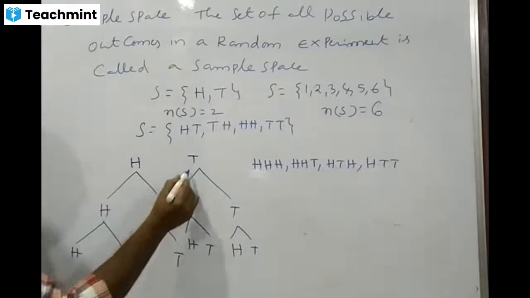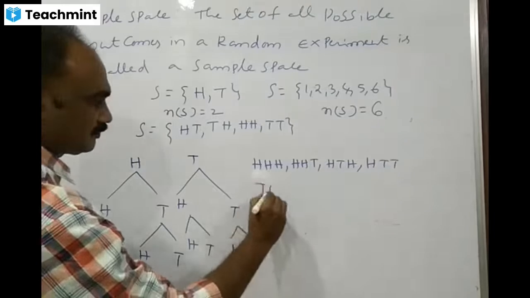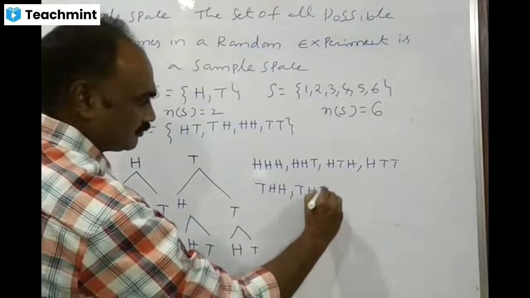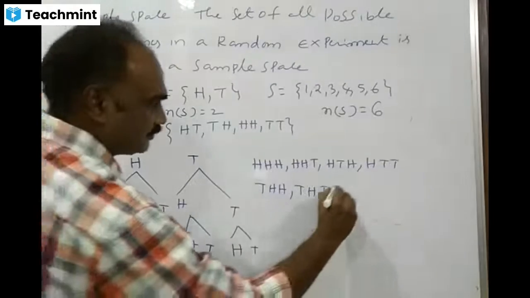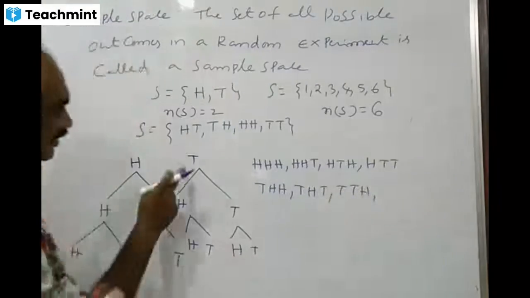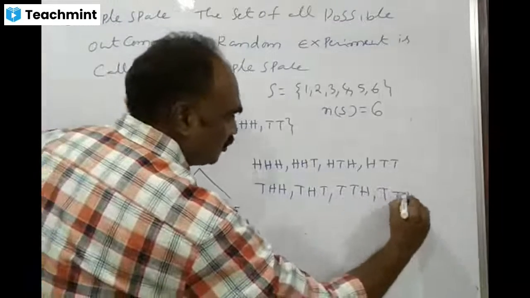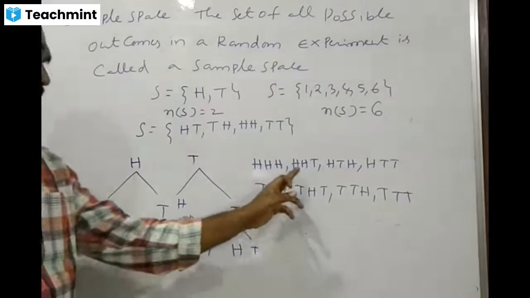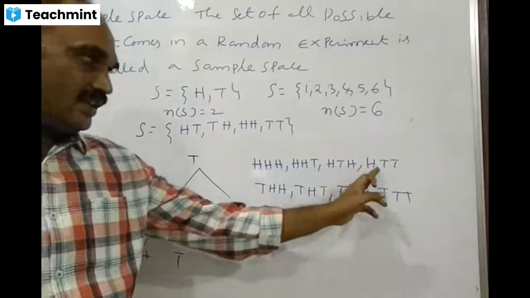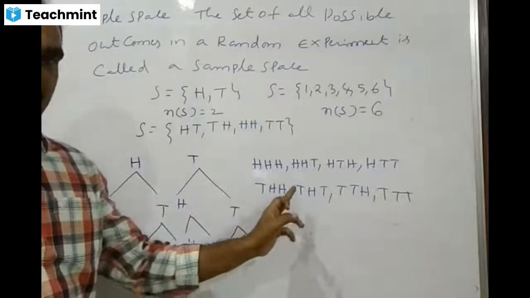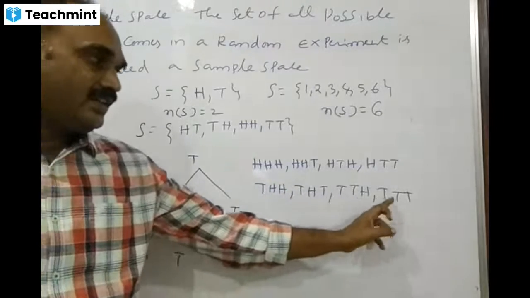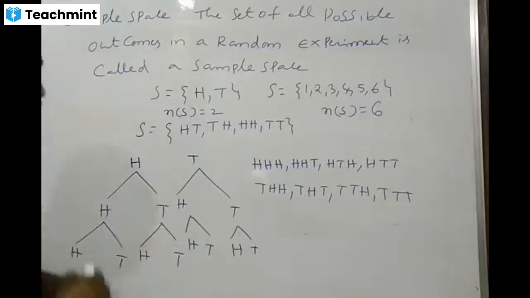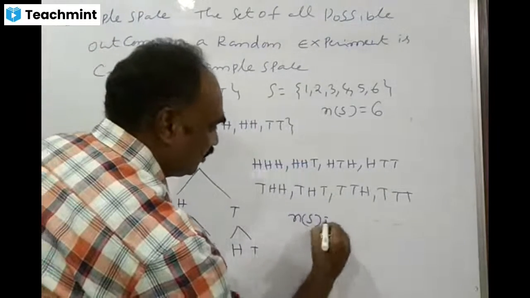Next, friends, THH. Next THT. Next TTH. Next TTT. Friends, when a coin is tossed thrice, the total possibilities are HHH, HHT, HTH, HTT, THH, THT, TTH, TTT. So n(S) is equal to 2 cube, which is 8.